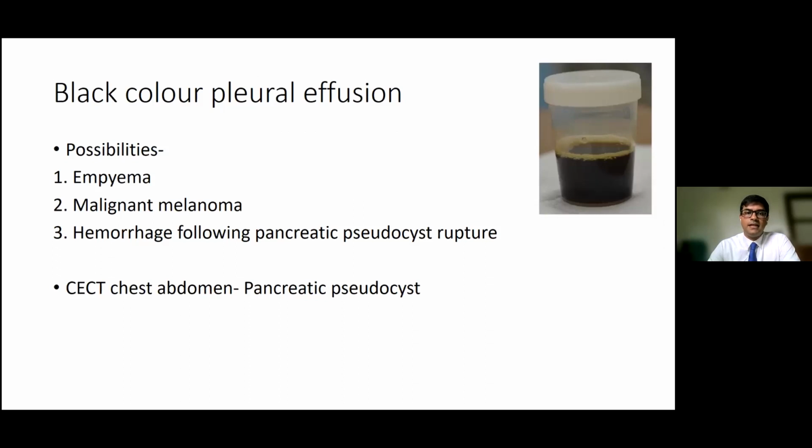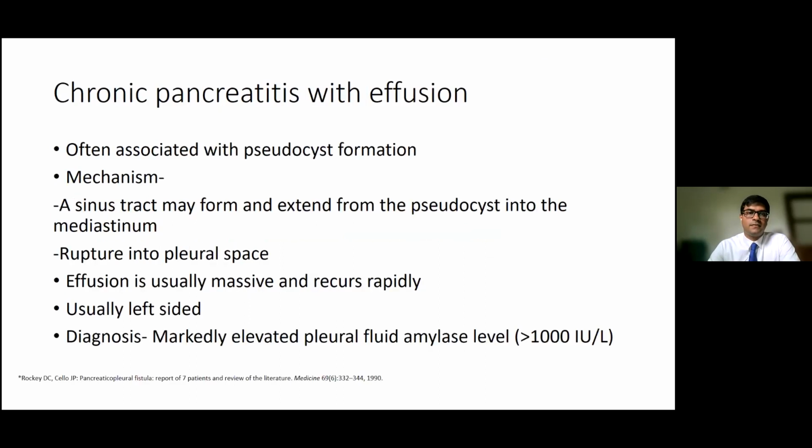The possibilities are empyema, malignant melanoma, or hemorrhage following pancreatic pseudocyst rupture. This patient had a CT and it revealed a pancreatic pseudocyst. So chronic pancreatitis with effusions is an interesting entity. It is most often associated with pseudocyst formation. The mechanism is that a sinus tract will form and extend from the pseudocyst into the mediastinum. Then ultimately they rupture into the pleural surface, causing the pleural effusion.